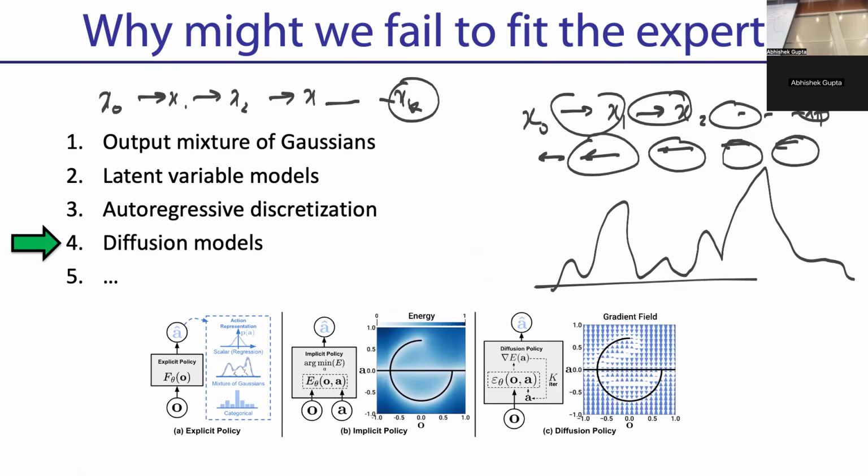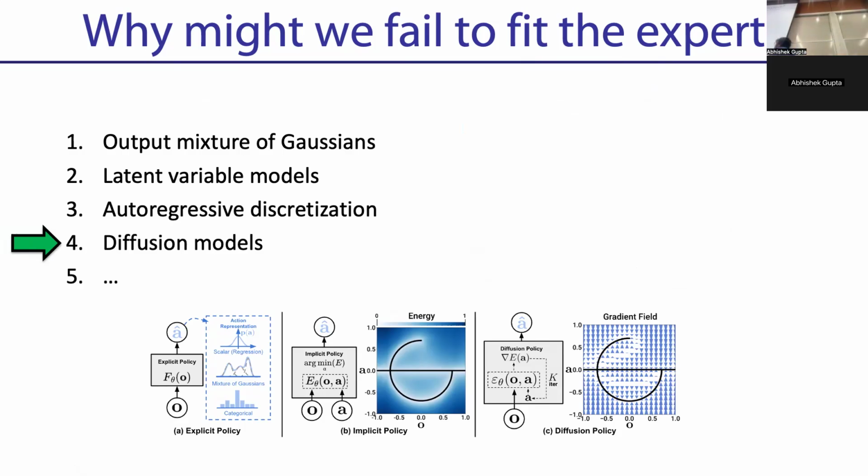You can think of the diffusion model as an iterative process that allows you to express really complicated distributions. And for robot data on high dimensional systems, like bimanual manipulators or humanoids, that's been found to be super effective.